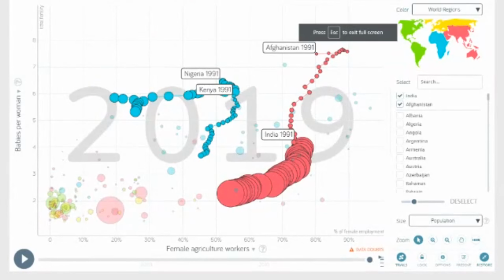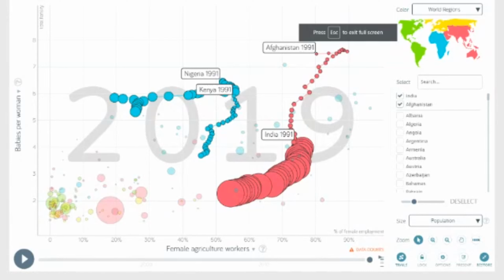And then here's a chart that shows female agriculture workers. It's really showing how many women in the society are involved in agriculture. And we can see that the countries that have a really high percentage of agriculture workers also have a higher fertility rate, so also have more babies per woman. Like Afghanistan and Nigeria, both still have really high rates, but we can see those dropping as women move out of agriculture and into other fields.